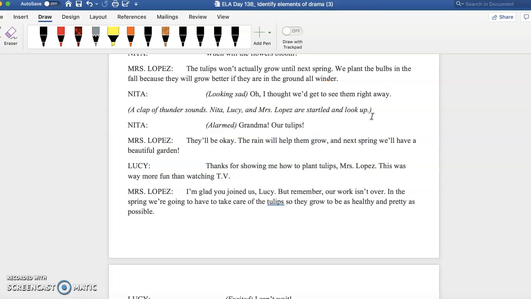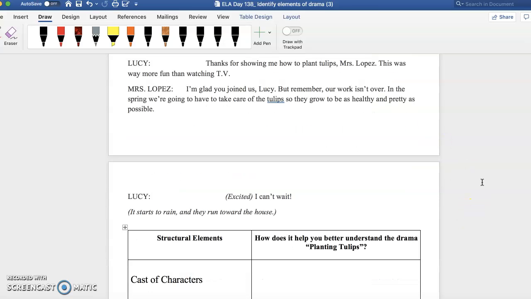Grandma, our tulips! They'll be okay. The rain will help them grow, and next spring we'll have a beautiful garden. Thanks for showing me how to plant tulips, Mrs. Lopez. This was way more fun than watching TV. I'm glad you joined us, Lucy, but remember, our work isn't over. In the spring, we're going to have to take care of the tulips so they grow to be as healthy and pretty as possible. I can't wait.